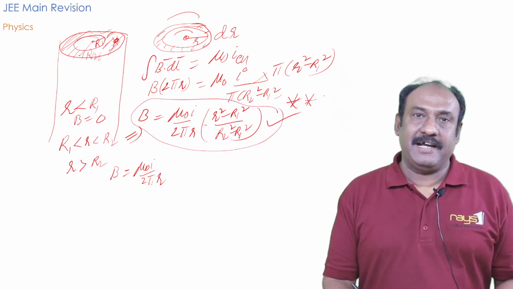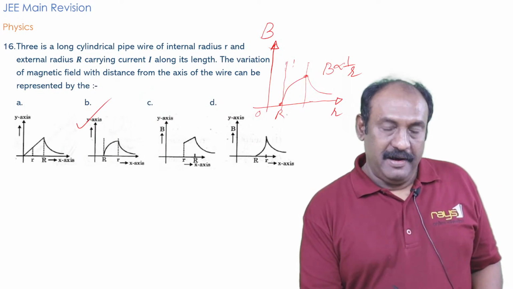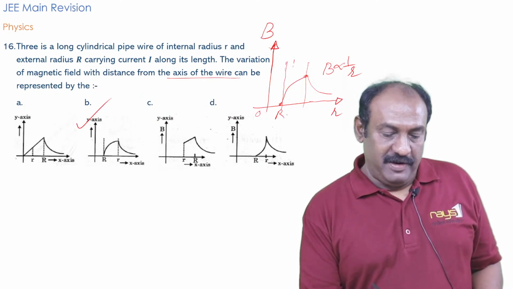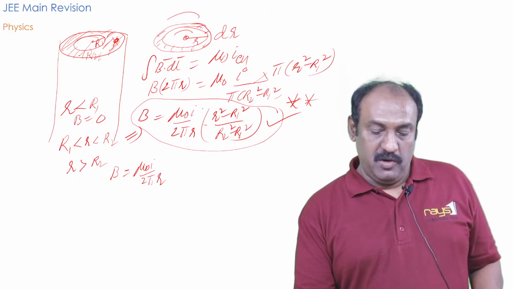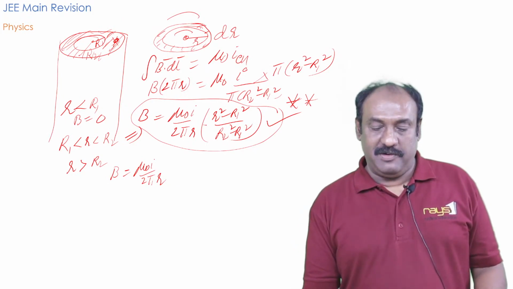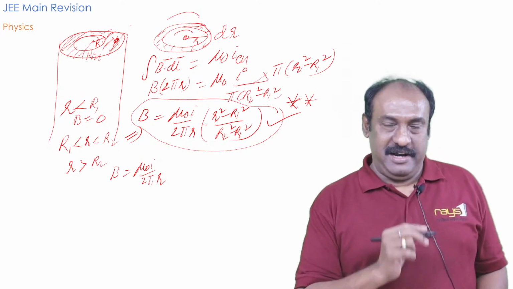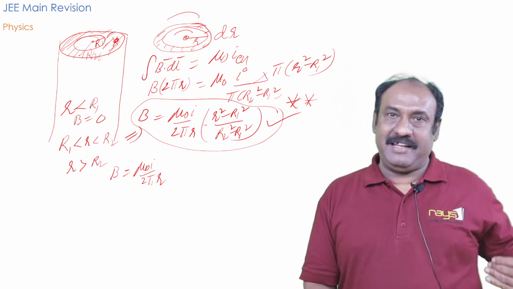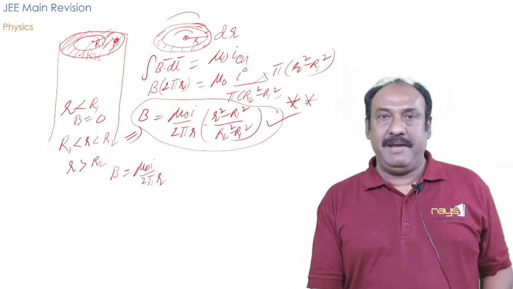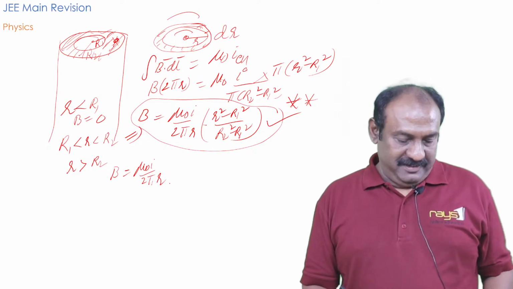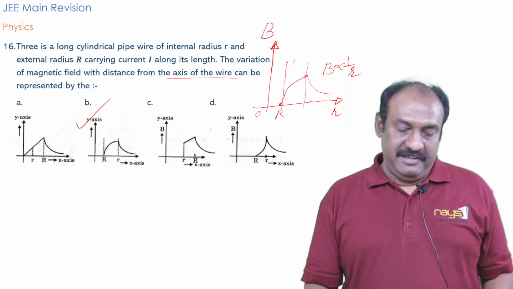The magnetic induction at a point at a distance r from the axis of the wire can be represented by this equation: B equals mu naught I by 2 pi r into (r square minus R1 square) by (R2 square minus R1 square), that is between the inner and outer radius. For r less than capital R1, it is 0. For r more than capital R2, it is mu naught I by 2 pi into small r. In that sense, we tick the answer for question number 16 as B. So for 16, the answer is B.